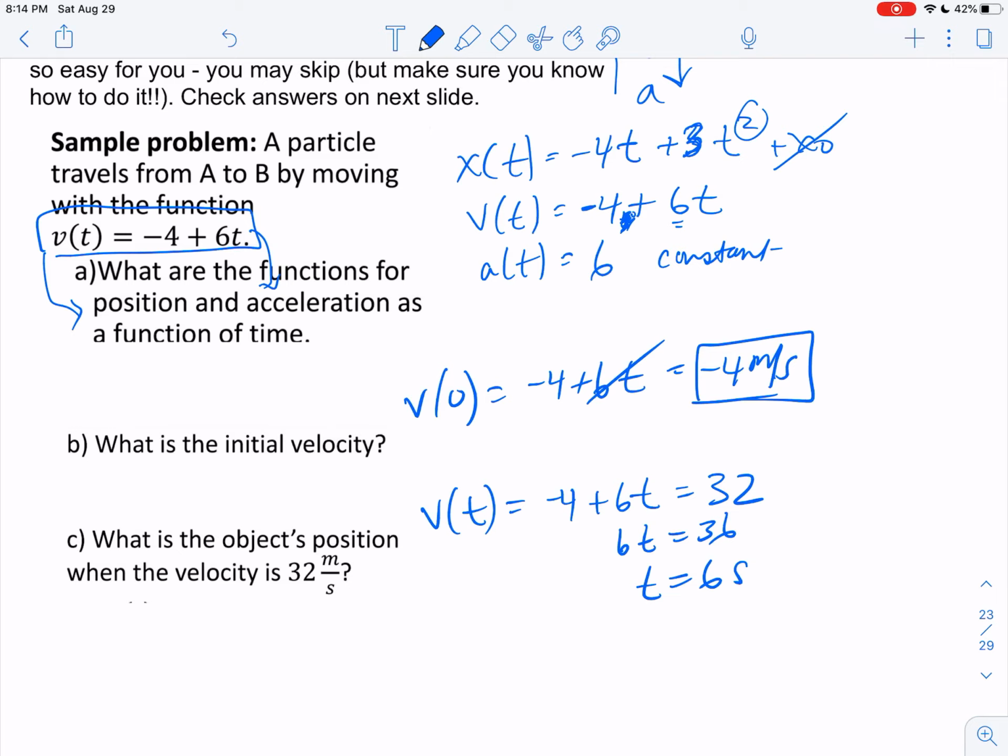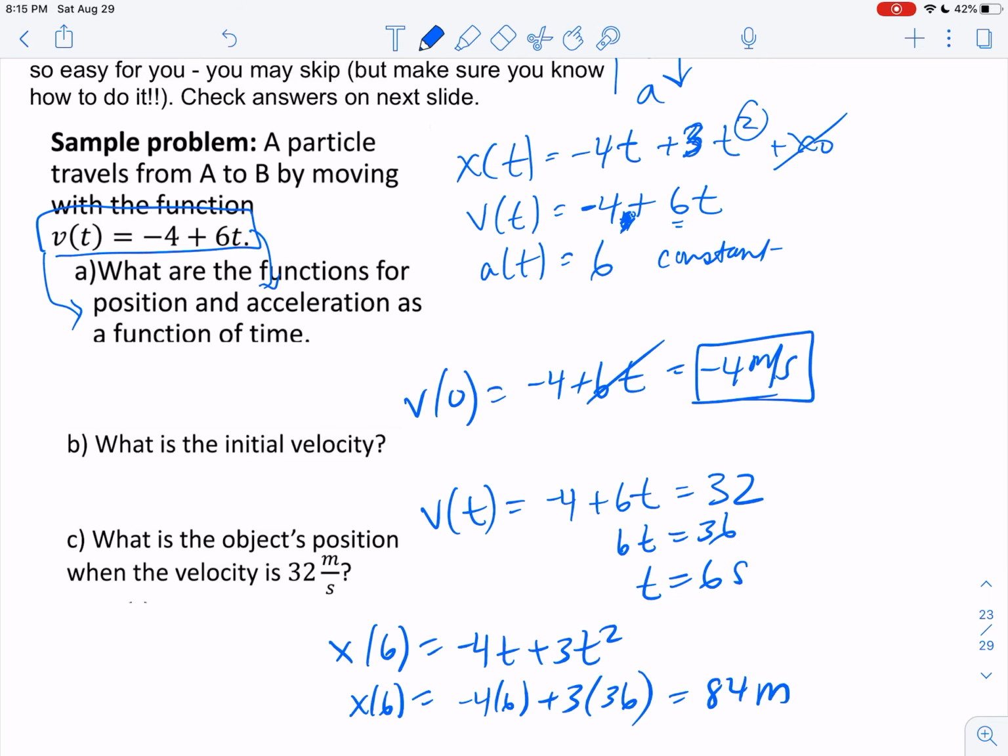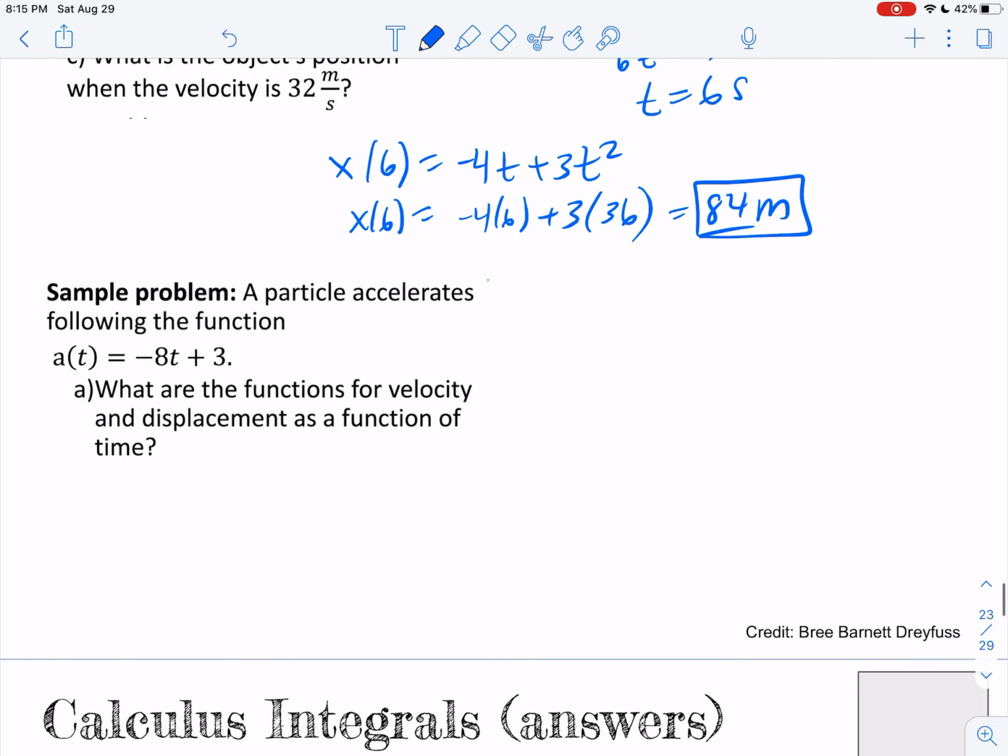And then all you have to do is just plug it into your position equation, negative 4t plus 3t squared. Remember, we're not going to bother with the constant. So negative 4 times 6 plus 3 times 36, it will be 84 meters. All right, one more.